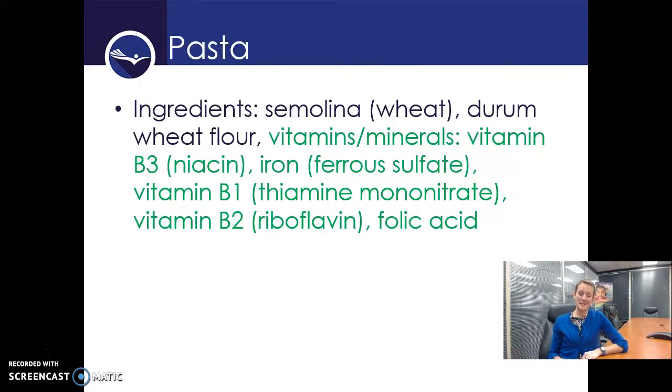What about this pasta example? We see the first ingredient is semolina. It does not identify whole or enriched in front of the word semolina. And the same applies to the durum flour. It's not identified as either whole or enriched. So those things alone would mean that this pasta is not creditable in the program. However, we see a pretty lengthy list of vitamins and minerals that have been added, and they're identified right there in the ingredient list. The B3, B1, B2, folic acid, and iron are all here. So we would consider this to be a fortified pasta, and thus it is creditable in the CACFP.